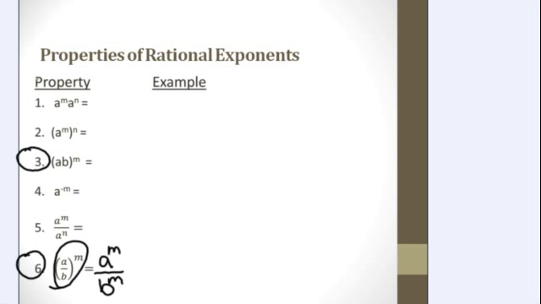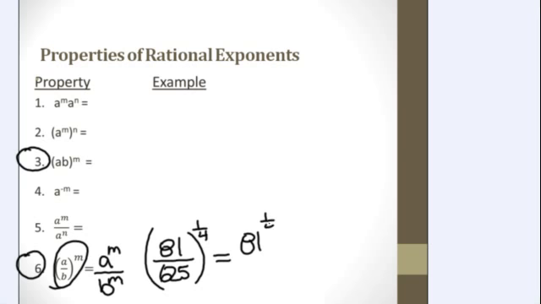If I had 81/625 raised to the 1/4 power, well, first of all, 81 over 625, I can't reduce that any. But I can take 81 to the 1/4 power and 625 to the 1/4 power and simplify from there. The fourth root of 81 is 3, because 3 to the 4th power is 81. And the fourth root of 625 is 5. So that simplifies to 3/5.